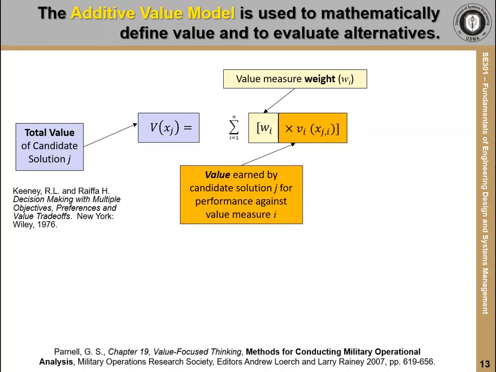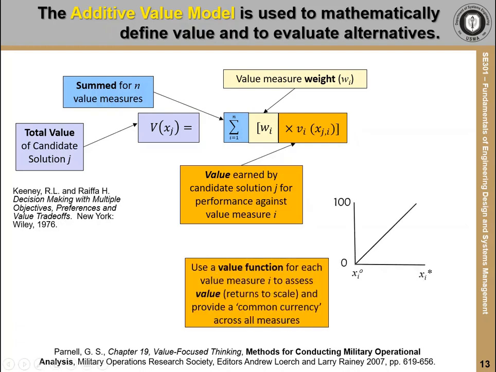Wi is the value measure weight, the global weight, which is some number between 0 and 1. We multiply the weight by the value score, and we add up those products for all the value measures. Here n represents the number of value measures, so we would have n weight-value score products that we would add together. Those value scores are determined using the different value functions for each of the value measures so that we have common units of value.